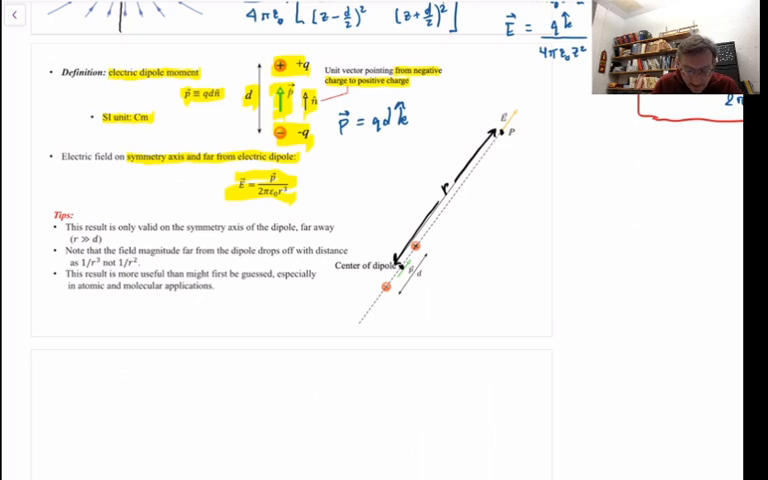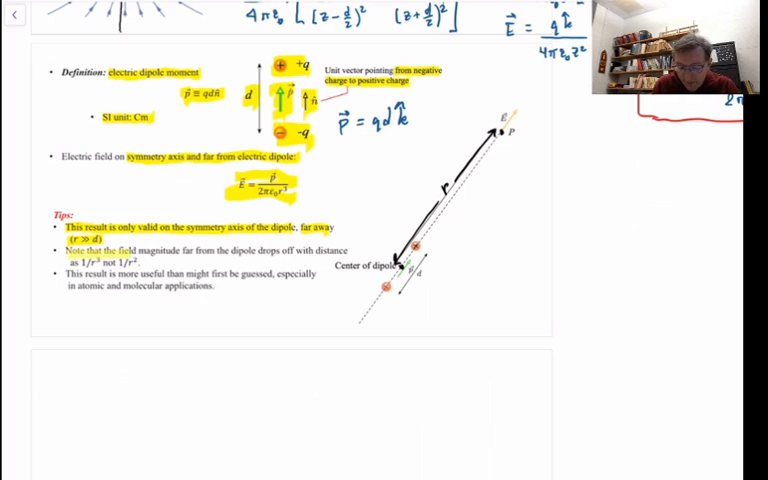But note when it's valid. This result is only valid on the symmetry axis of the dipole, like right there in this drawing, and far away, which in this drawing would mean r is much, much greater than d. R, remember, goes from the center of the dipole out to point P.